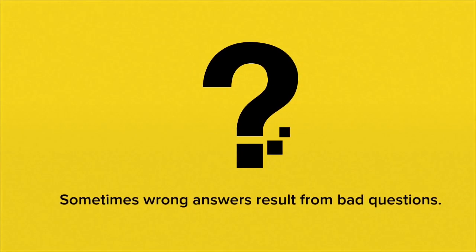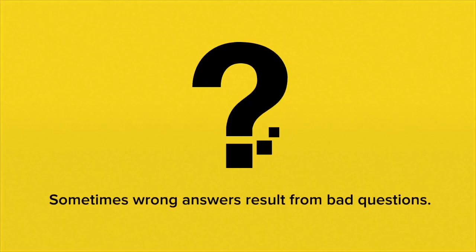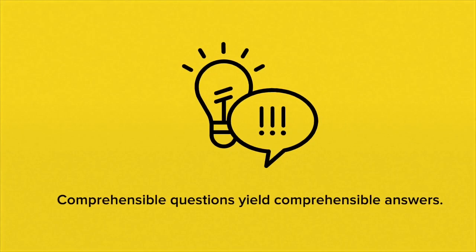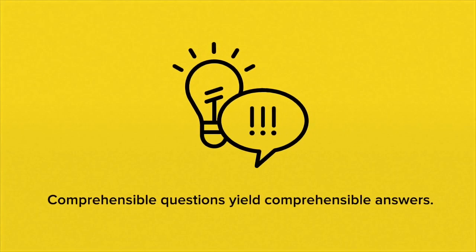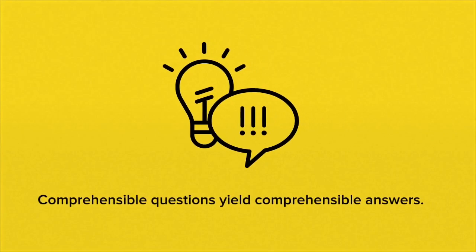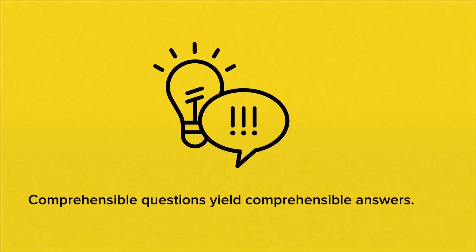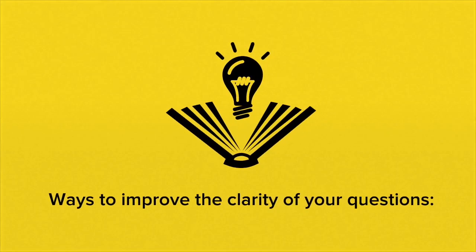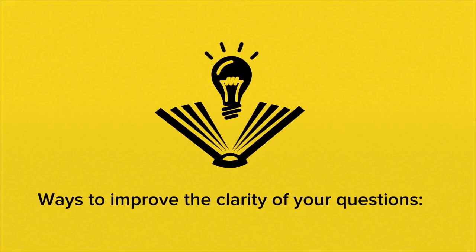Too often, the problem with a wrong answer is not with the answer, but with the question. It sounds obvious to note, but students should know what you are asking them if you want them to have a chance to answer correctly. Here are 5 ways to use the clear and concise technique to improve the clarity of your questions.